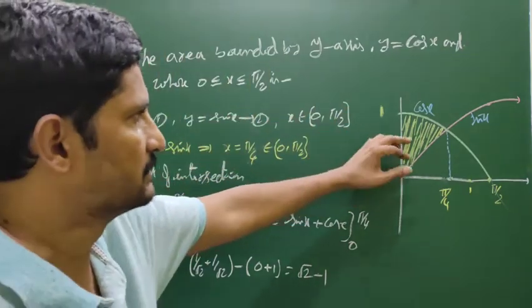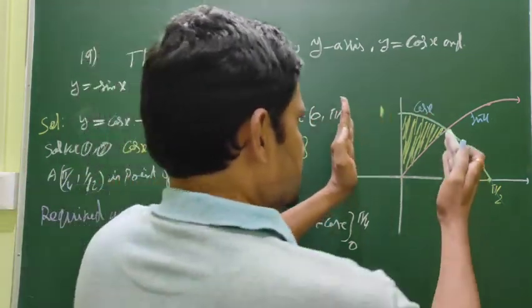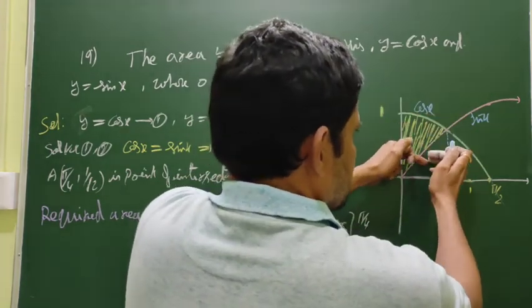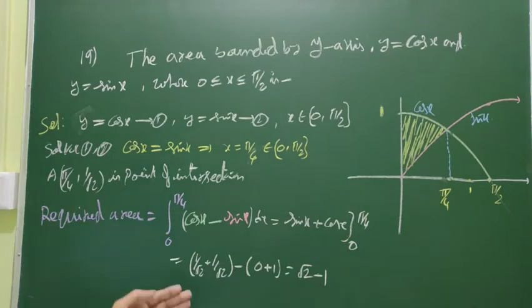Now for this area, x equal to 0 to pi by 4, this area minus this area. Now this answer is root 2 minus 1.